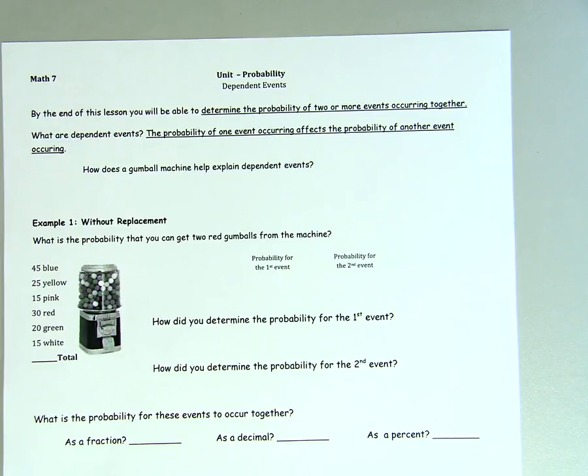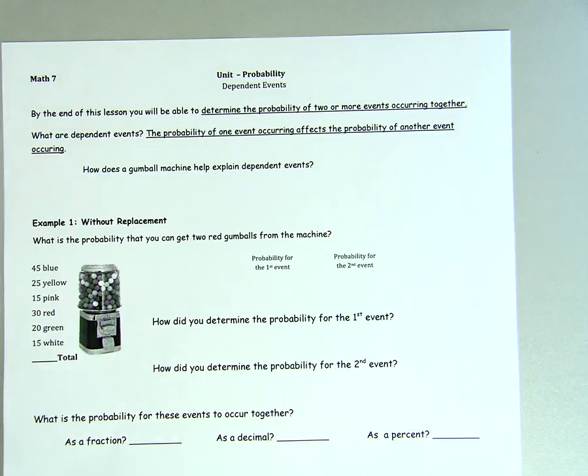Alright, today's lesson is on probability with dependent events. By the end of the lesson, we're going to be able to solve and determine the probability of two or more events occurring together. What are dependent events? The probability of one event occurring affects the probability of another event occurring. The second event depends on what happens in the first event is the best way to describe it.